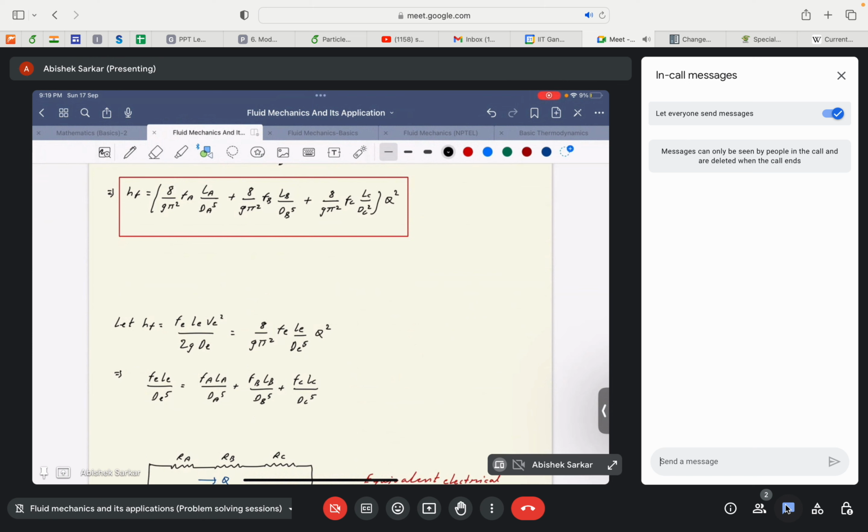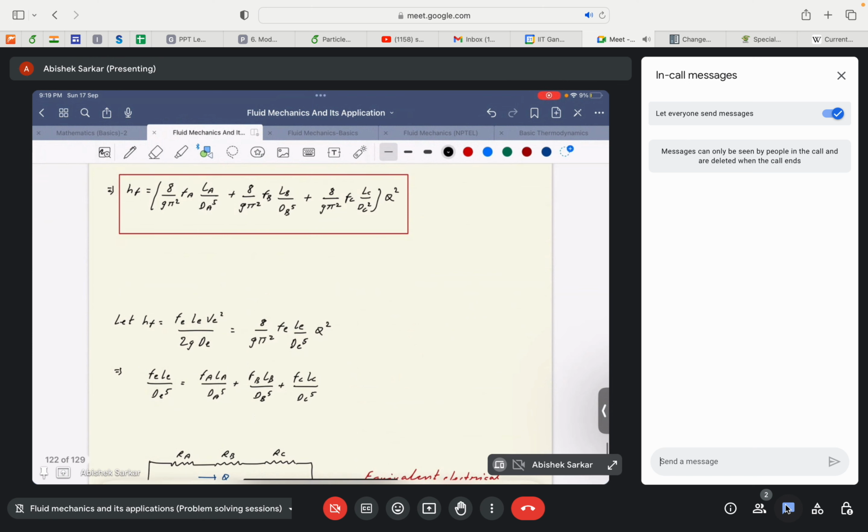Okay, so if we represent V in terms of the volume flow rate, then we get that HF will be equal to 8 by g π² Fe Le D⁵ into Q².